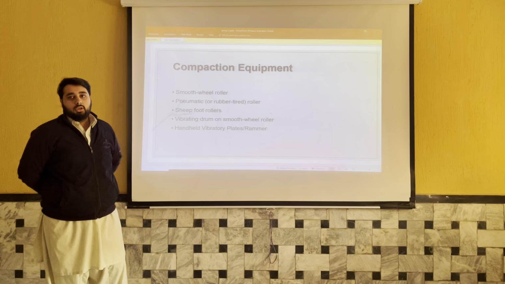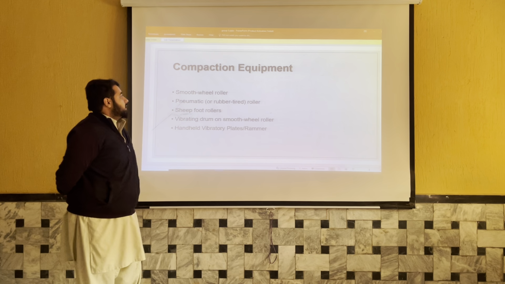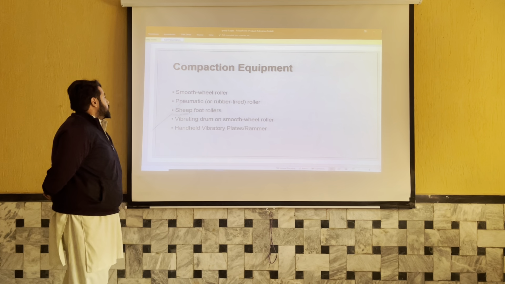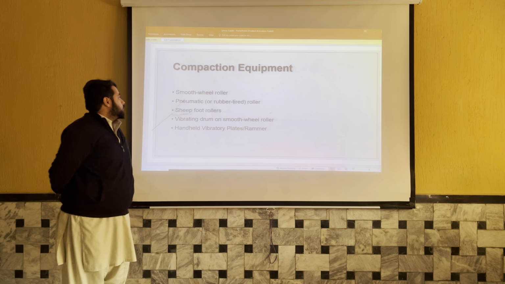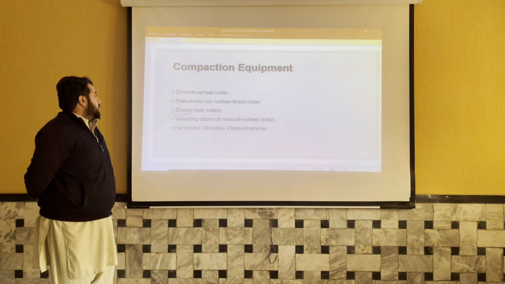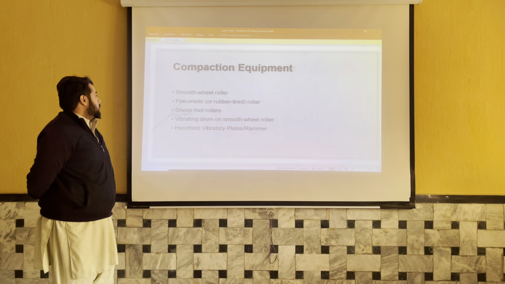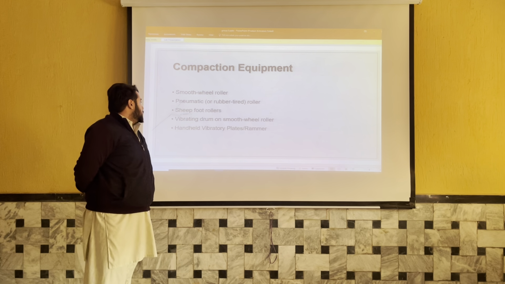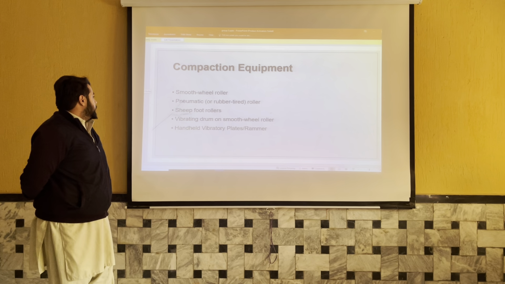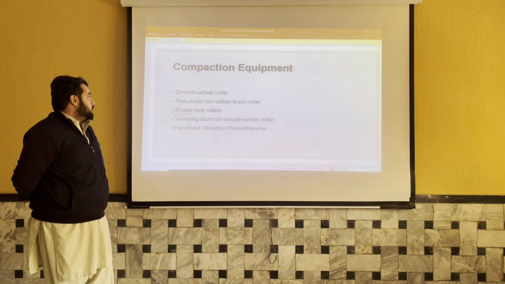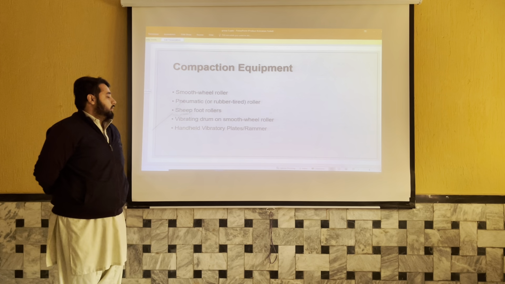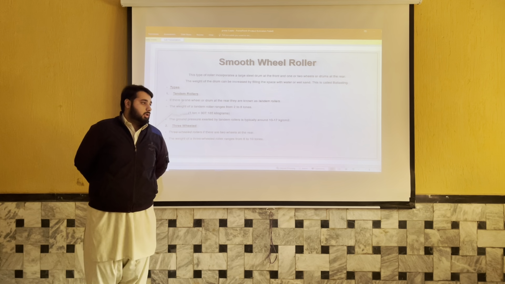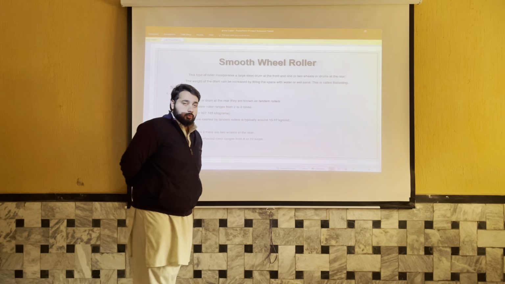Now I would like to tell you about the compaction equipment. So there are 4 compaction equipment. Number 1 is smooth wheel roller. Number 2, pneumatic or rubber tired rollers. Number 3, sheepsfoot rollers. Number 4, vibrating drum or smooth wheel roller. And the last one is handheld vibrating plate. Thank you so much. Now I would like to call another member of the group to present it.